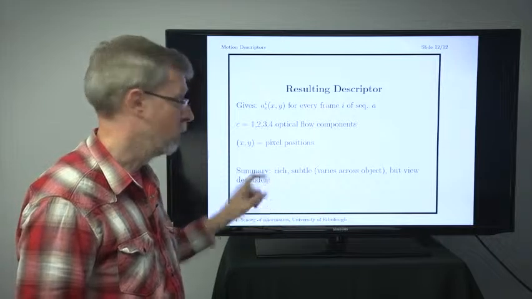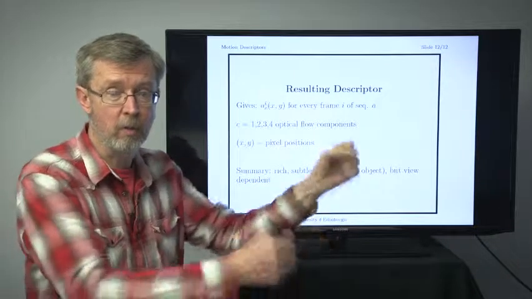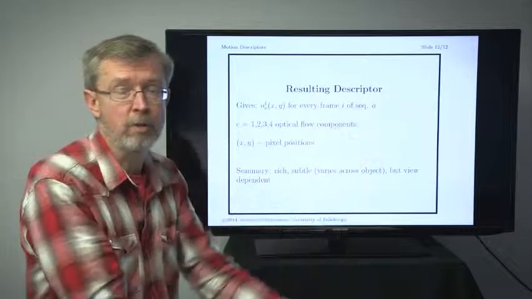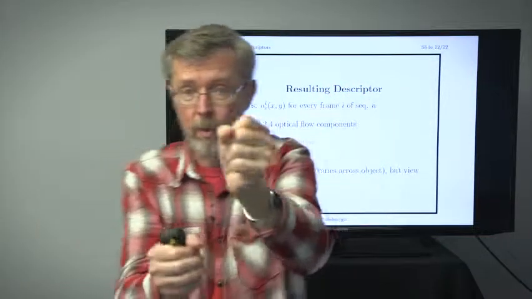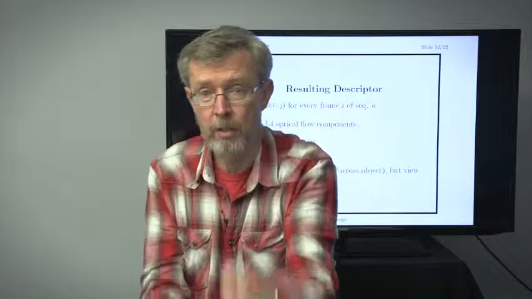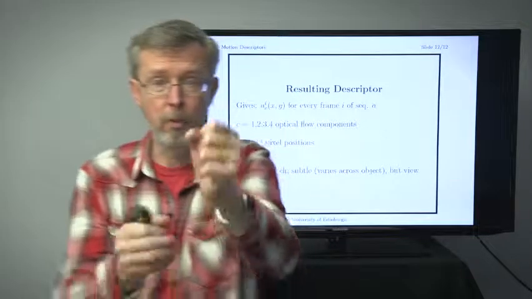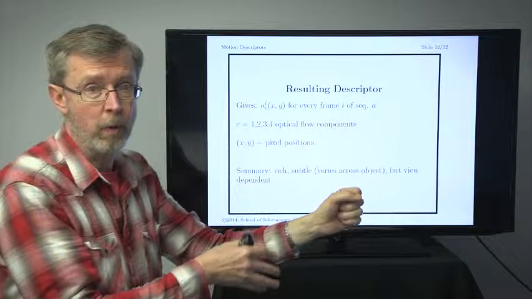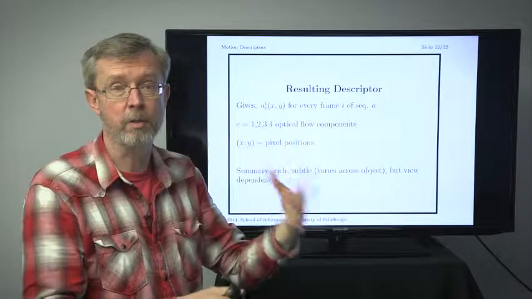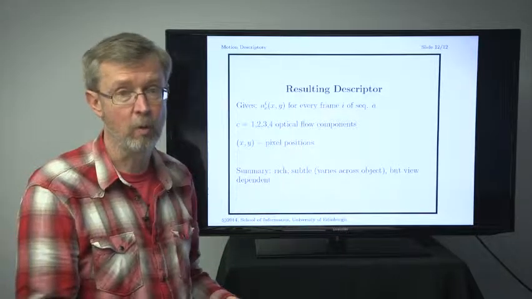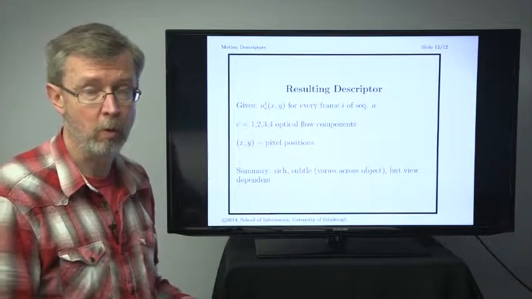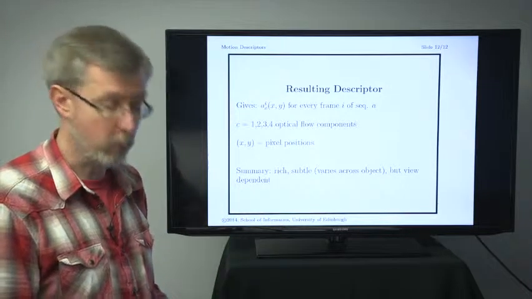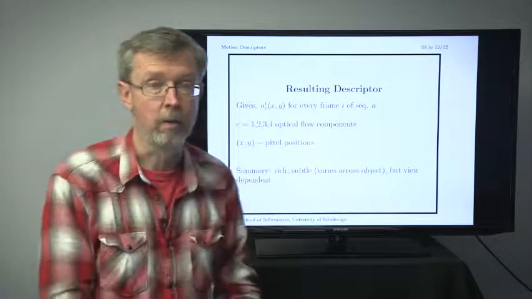Unfortunately, this is view dependent, as I've said previously. So this action of a person making a motion like this would look very different than if they were making the motion that looks like this. Although it's the same 3-dimensional motion, the descriptor that we're storing here is relative to the camera. And so if we want to look at people in different positions, we would have to do recordings from different viewpoints.